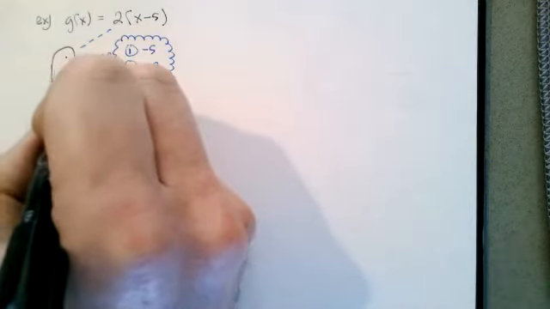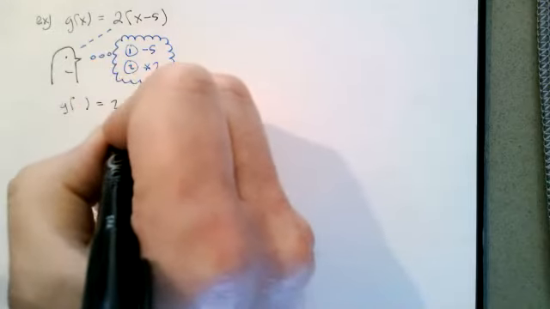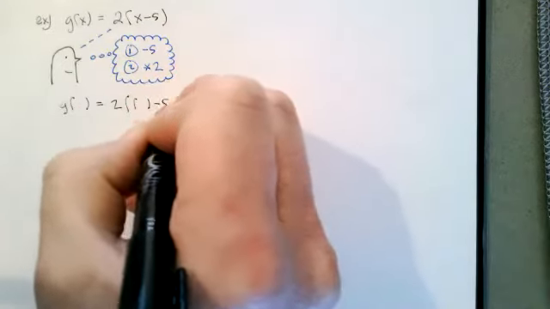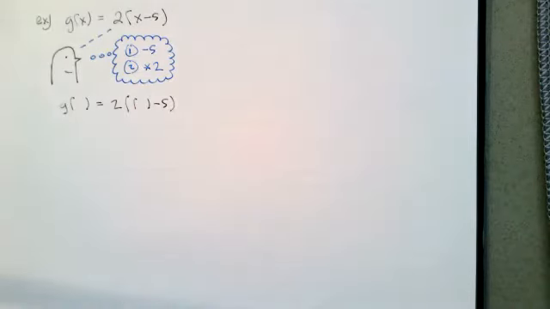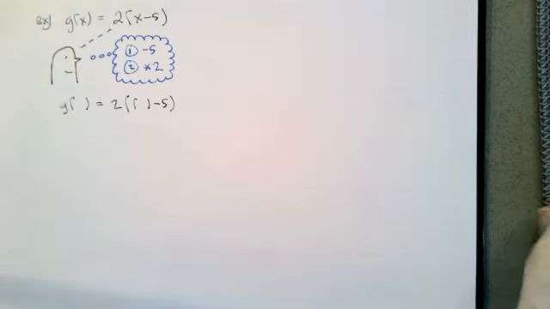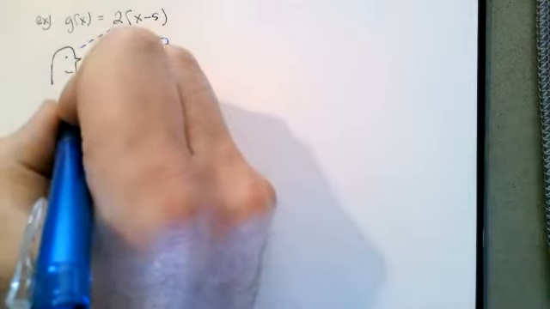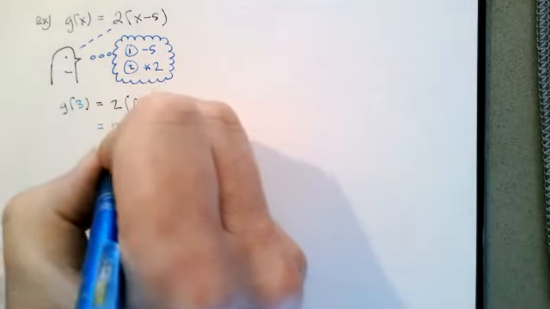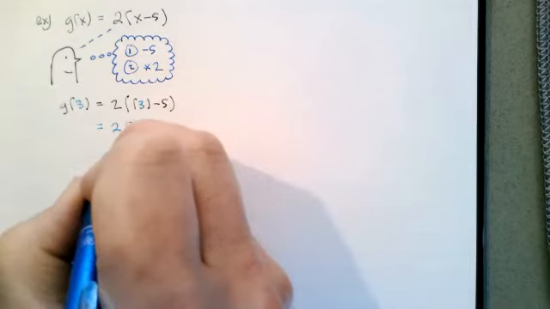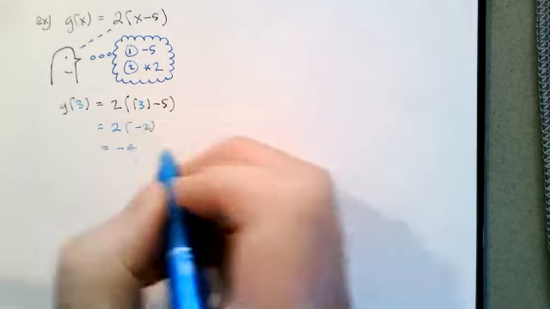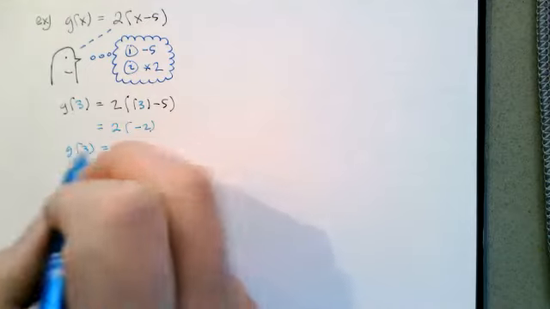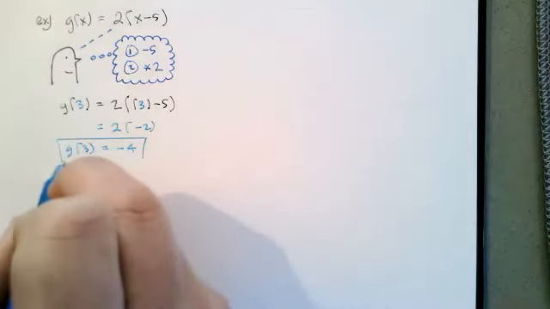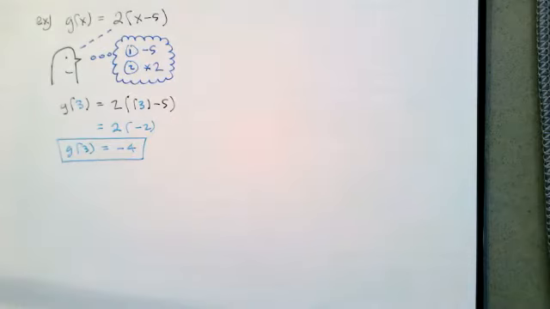If I try to find g of 3, it's going to be 2 times (3 minus 5), not 2 times 3 minus 5. It comes across really terrible in English, which is why we write things down in math. But if I wanted to evaluate this function at 3, first I would do 3 minus 5, which is negative 2, and 2 times negative 2 is negative 4. So in this case, g of 3 is negative 4. Different value because it was a different function.